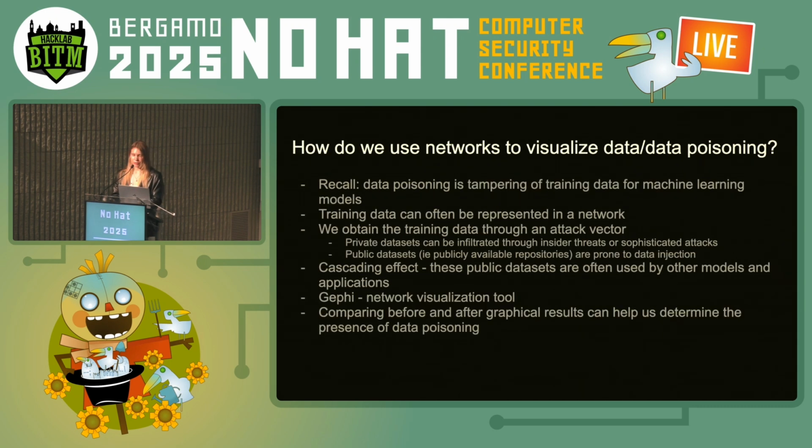Networks help us represent important information, but they can also, as a result, visualize training data for machine learning. All of this vital information should be protected, as tampered networks and data can have cascading results. Training data can be obtained through attack vectors. For example, private data sets can be infiltrated through insider threats or sophisticated attacks, and public data sets and repositories are prone to data injection attacks.